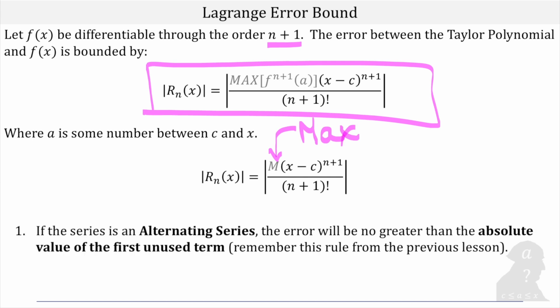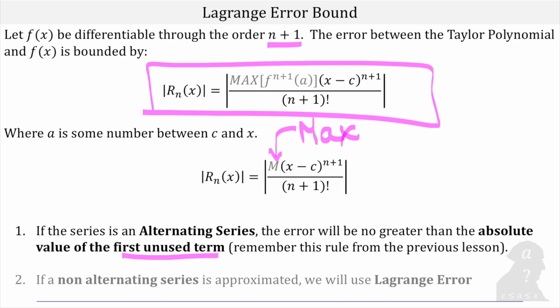Now, if the series is an alternating series, the error will be no greater than the absolute value of the first unused term. We learned that in a previous lesson. If a non-alternating series is approximated, then we're going to use Lagrange error.